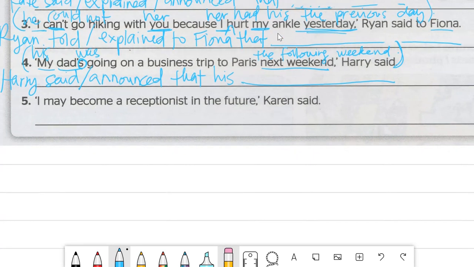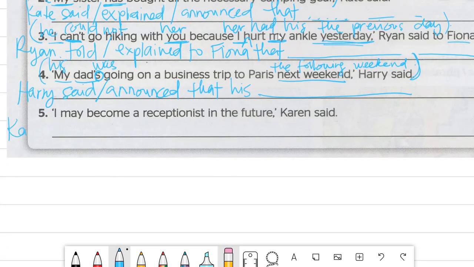I may become a receptionist in the future, Karen said. Who said this? Siapa cakap? Karen. Okay, Karen said, or agaknya apa? What kind of reporting verb is suitable for this sentence? Explained, ataupun announce. Either one lah. I rasa announce sesuai. Announce. Okay, perkataan wajib, that. Karen said or announced that I may become a receptionist in the future.